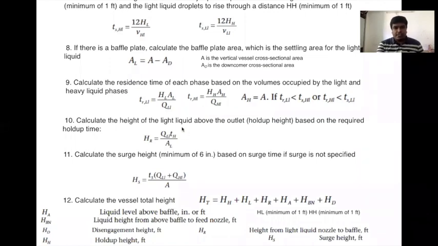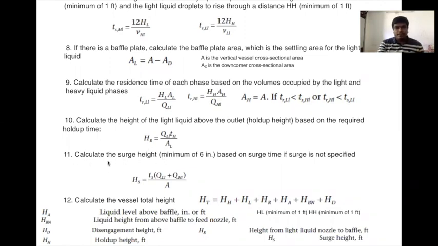In step number 10, you have to calculate HR from the values given. Here TH is the hold up time. As I said, the hold up time is the time the liquid takes from the normal level to the empty level. This hold up time must be known before we do the design, and if it is not known, then you have to make some initial guesses. And then this HR is calculated.